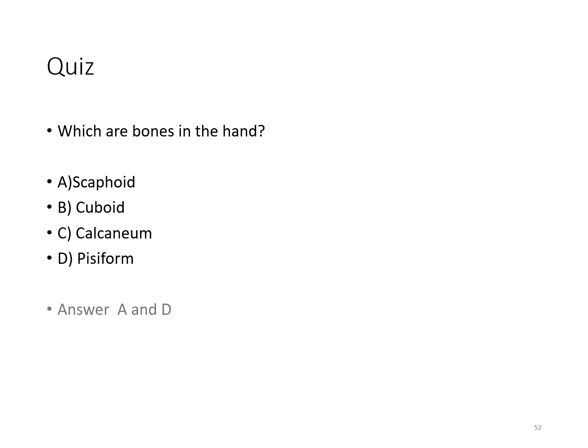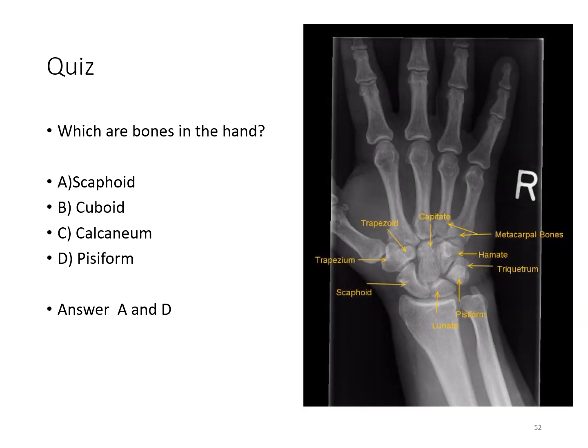Answer is A and D. Okay, scaphoid and pisiform. Scaphoid, lunate, triquetrum, pisiform: she looks too pretty, try to catch her. Trapezium, trapezoid, capitate, and hamate, with the hook of the hamate, like you hook some ham onto a hook.